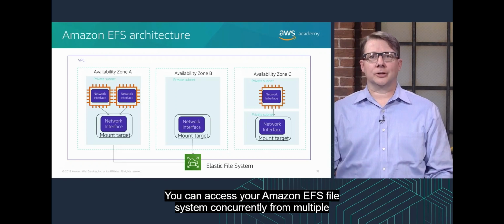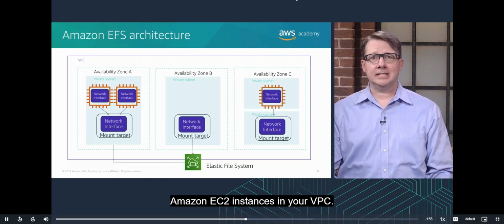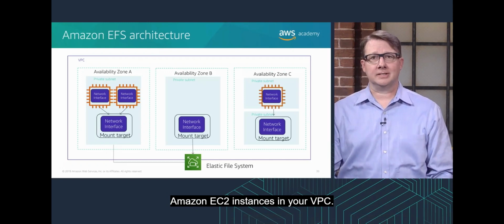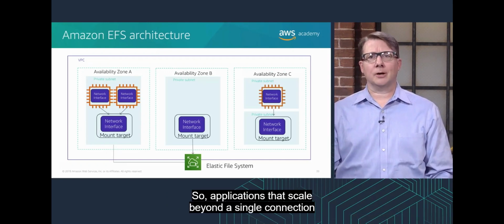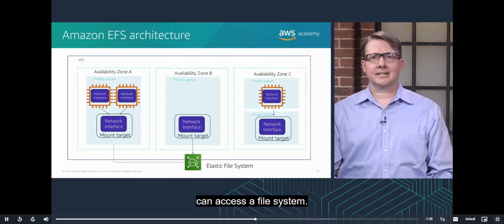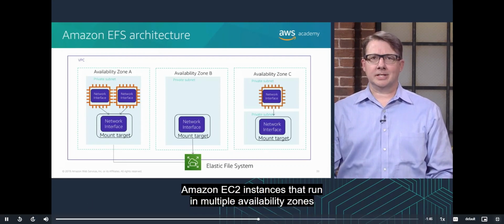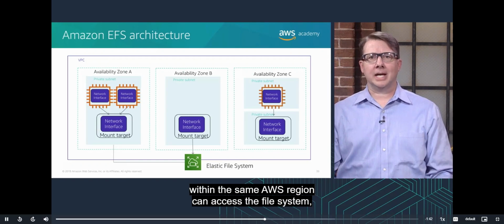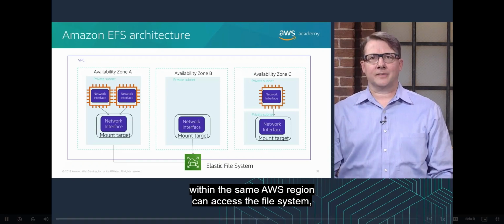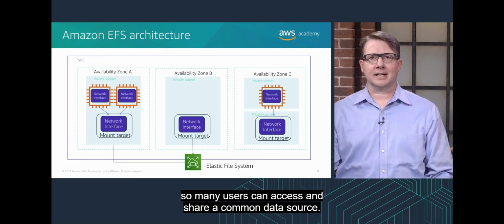You can access your Amazon EFS file system concurrently from multiple Amazon EC2 instances in your VPC. So applications that scale beyond a single connection can access a file system. Amazon EC2 instances that run in multiple availability zones within the same AWS region can access the file system so many users can access and share a common data source.